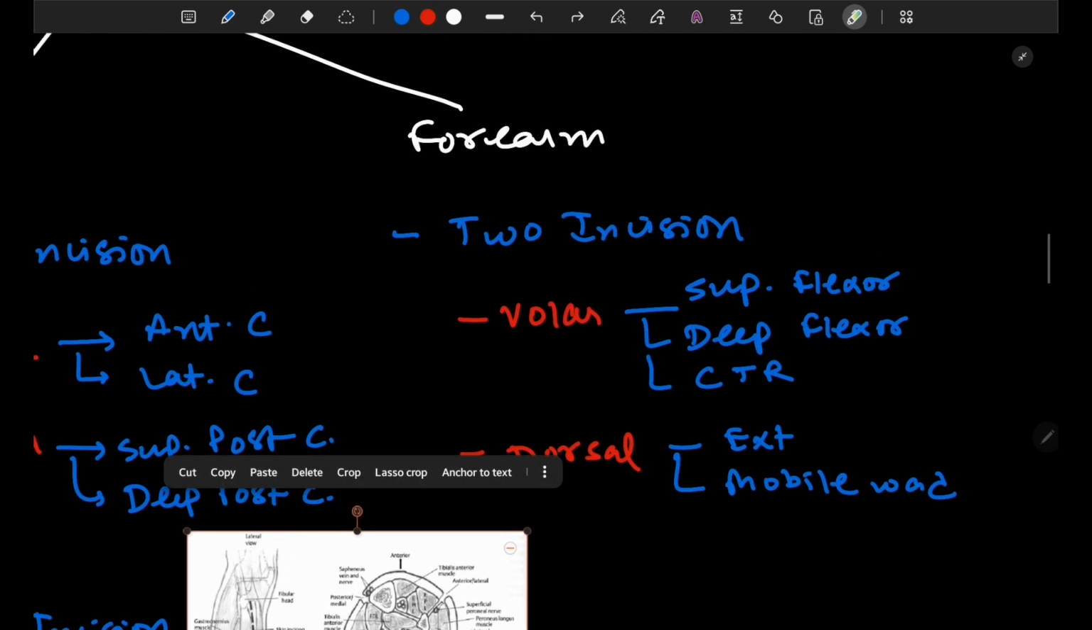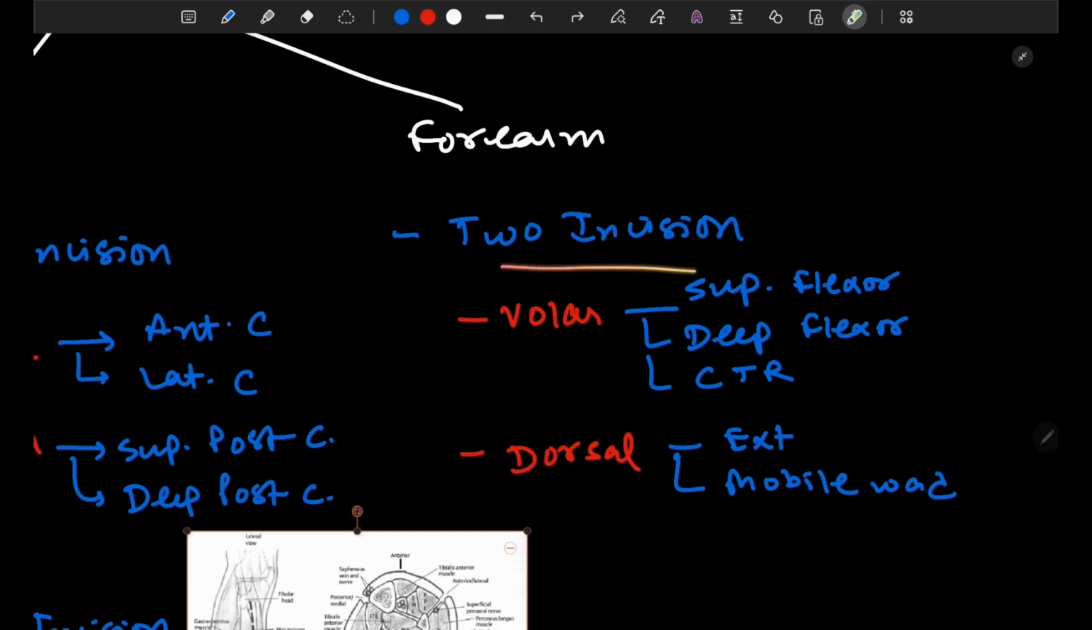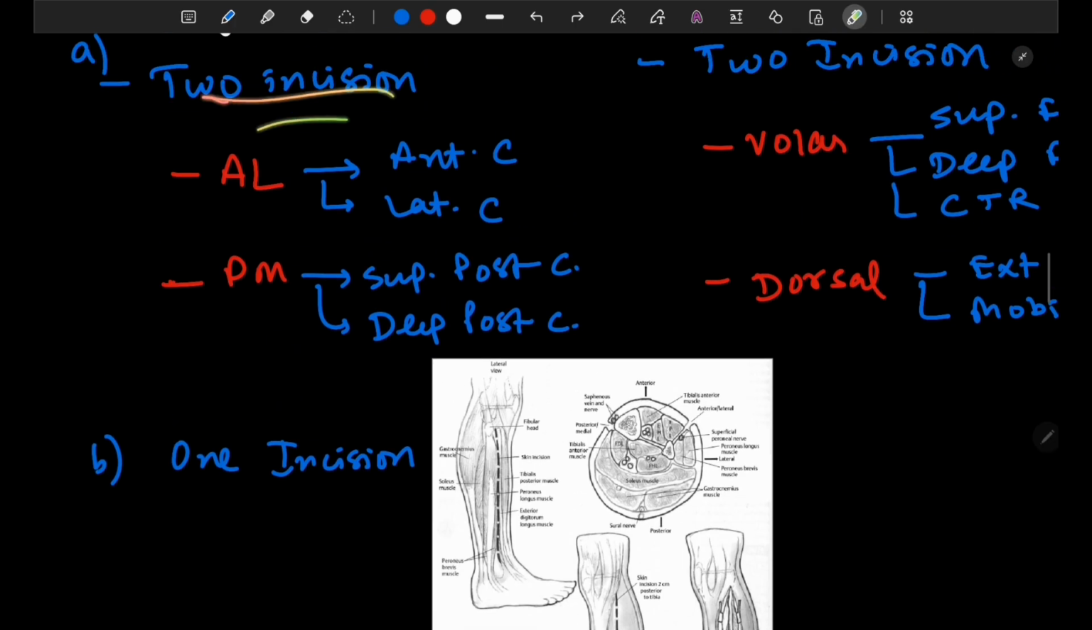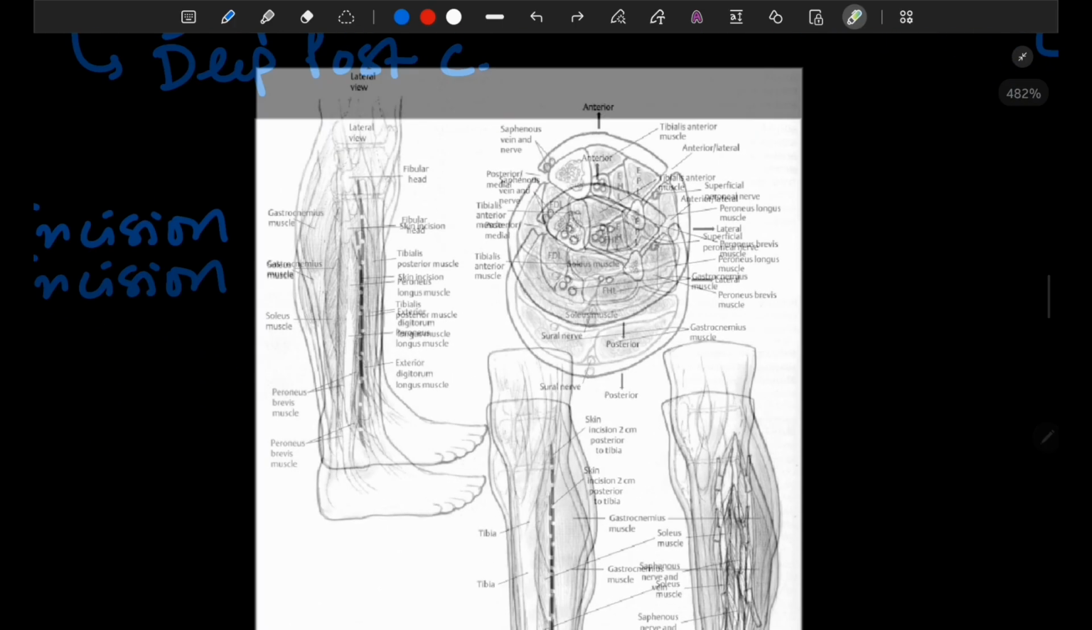In the forearm muscle group, the 2 incision decompression fasciotomy is done. The volar incision is specifically for the superficial flexors and the deep flexors group, along with the carpal tunnel release, and the dorsal incision is for the extensor muscle group and the mobile wad. We will look at the 2 incision fasciotomy of the leg in a bit more clinical detail.